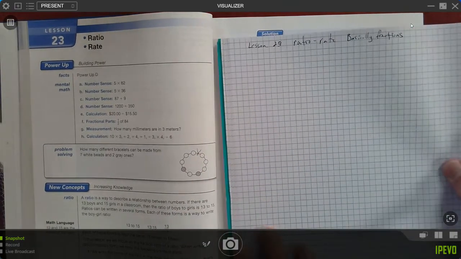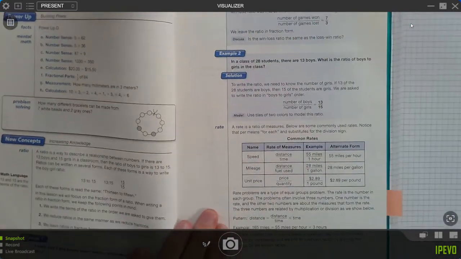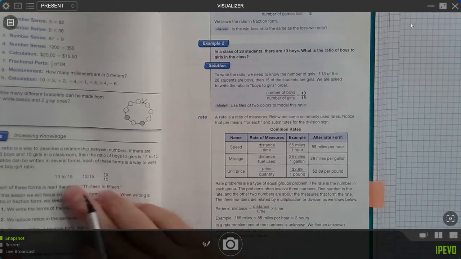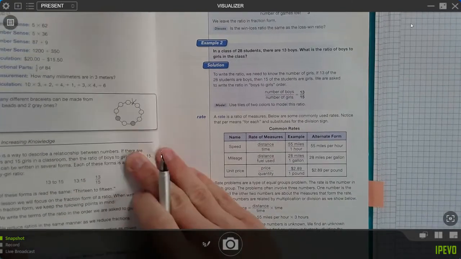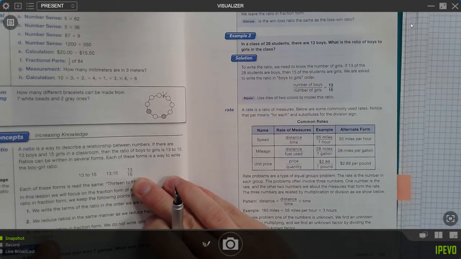All right. So the new concept after you've done your mental math and your problem solving, we have 13 to 15, which they'll show you in three different ways. All of these are considered a ratio. These are just different ways to write the exact same thing.